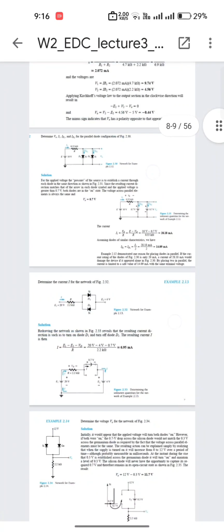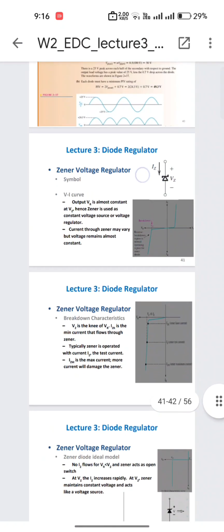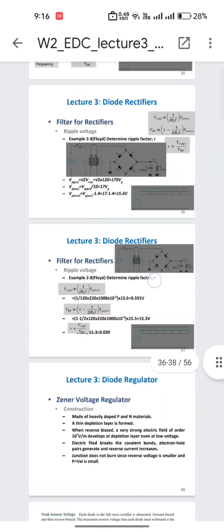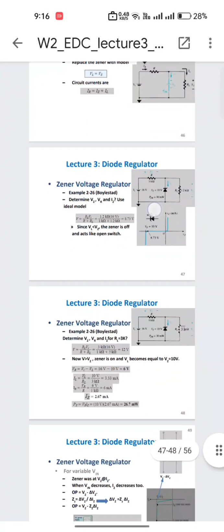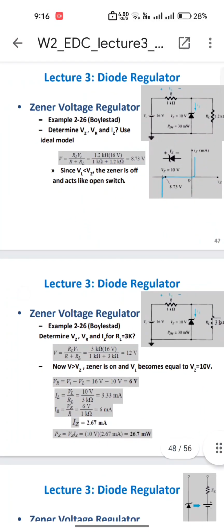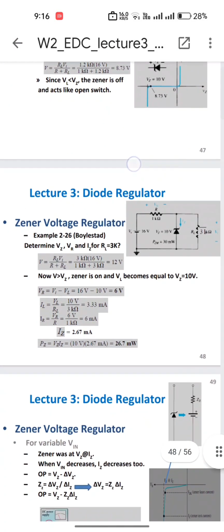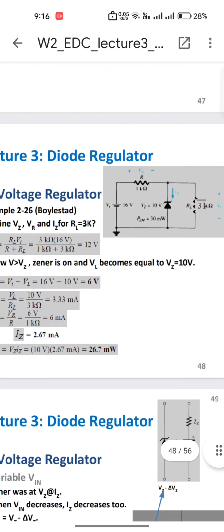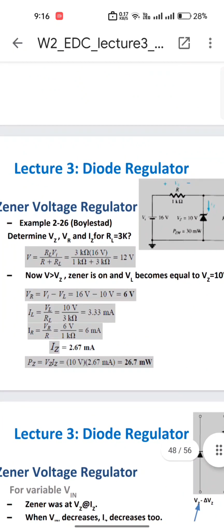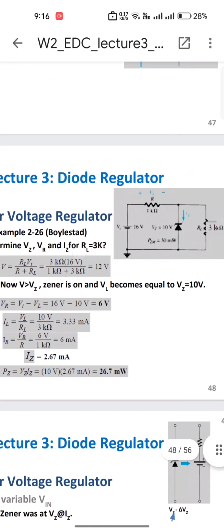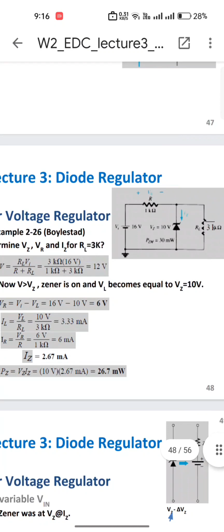Coming to the next problem, it is related to the Zener diode. So this example here is 2.26. We are given a circuit here and we are required to find VZ, VR, IZ, and we are given a load resistance of 3 kilo ohm.